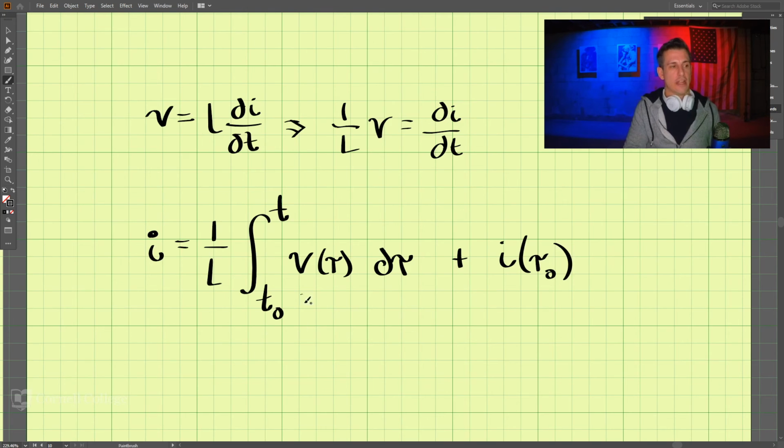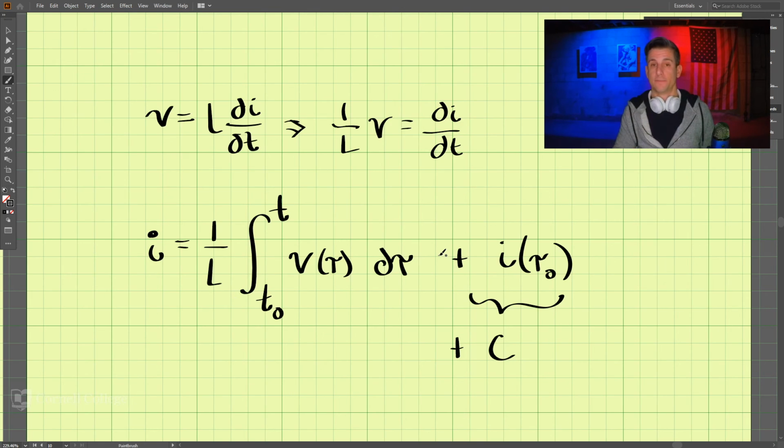As you integrate, remember that you find a constant, plus C here. So we must add that on to the end. When we integrate, we must add on the plus C. And we can use these two relationships to solve for inductors.